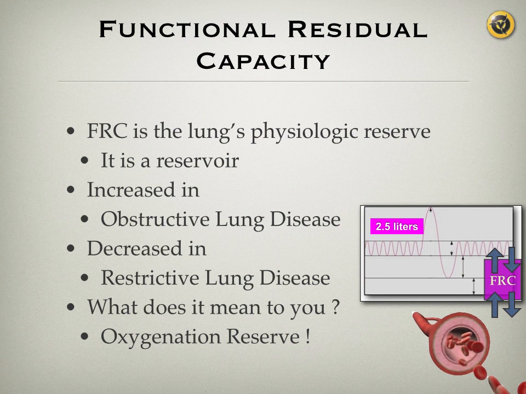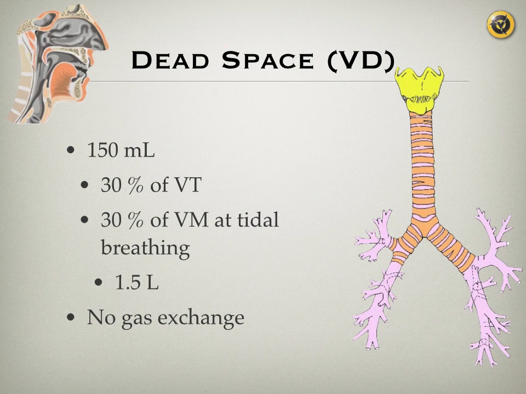I'll also remind you that dead space, anatomical dead space, is where gases pass in and out but no gas exchange happens, and this is basically the tracheobronchial tree in addition to the oronasopharynx. It's about 150 ml, so in tidal breathing it would be about 30% of the tidal volume. That means if you multiply that by the respiratory rate, you end up with 1.5 liters of dead space ventilation out of the 5 liters minute ventilation that we usually breathe at rest.